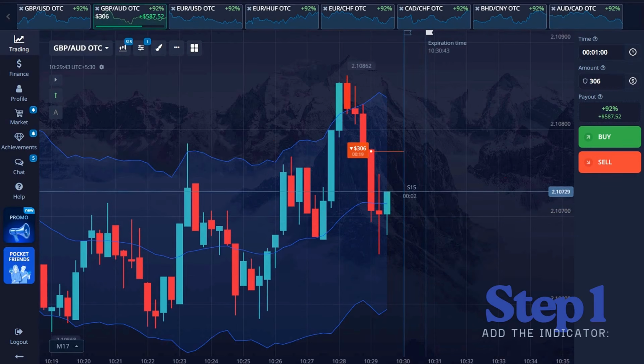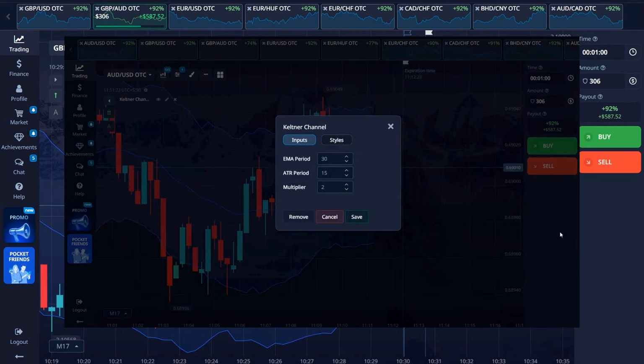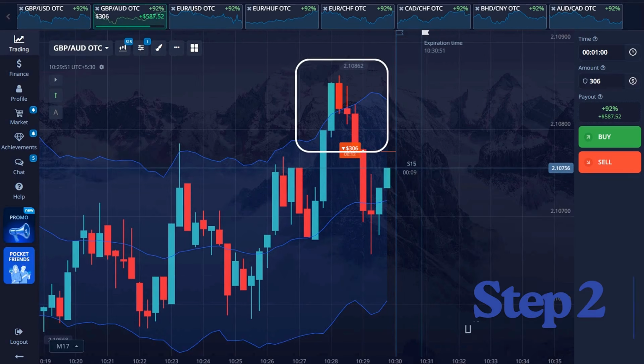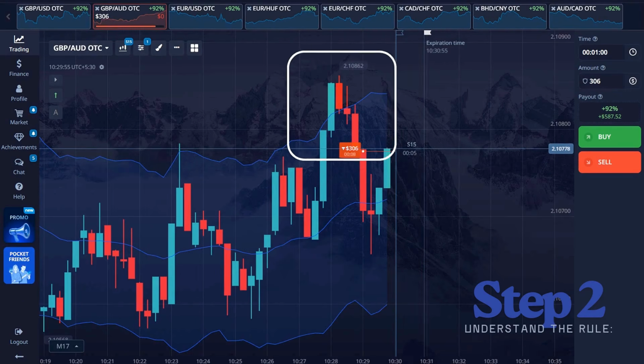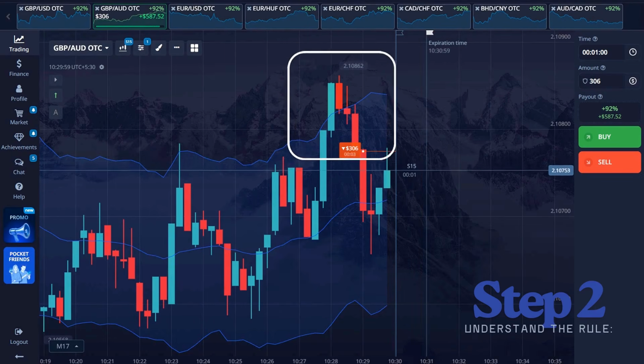Step 1. Add the indicator. Go to the chart. Add Keltner Channel. Settings: EMA 30, ATR 15, Multiplier 2. Time frame: 15-second candles. Step 2. Understand the rule. When a candle closes outside the channel and then moves back inside, it signals a reversal. That's our golden entry point.